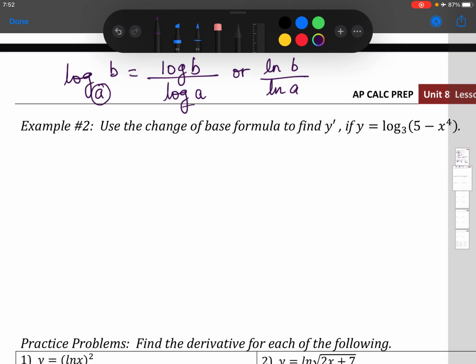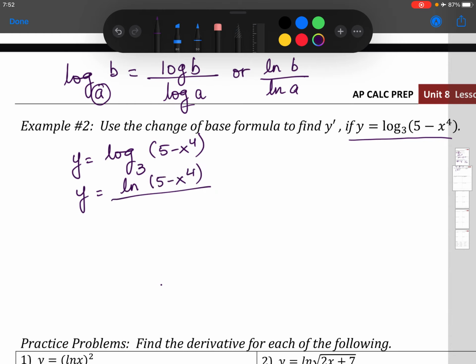Okay, so it says use the change of base formula to find y prime if the function is this. So first of all, I'm going to use my change of base formula. So it's going to be y equals, I'm going to take the natural log of 5 minus x to the 4th over ln of 3. Can I rewrite it as 1 over ln of 3 times ln of that? ln of 3 is just a number, right? Because it'll help me differentiate better.